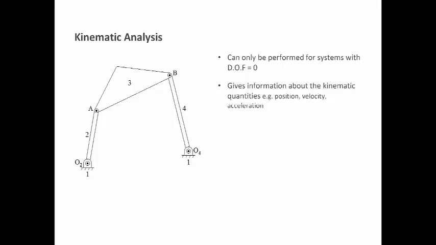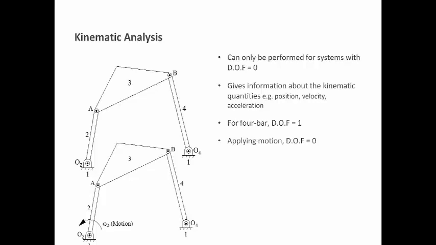Now we'll discuss the different types of analysis we can do using MotionSolve. We have kinematic analysis, which can be performed for systems with degrees of freedom equal to 0. What we saw is a kinematic analysis, which has 0 degrees of freedom, and it gives information about kinematic quantities like position, velocity, acceleration, etc. As you have seen earlier, the four-bar mechanism has one DOF. After applying the motion, the number of DOFs is equal to 0.